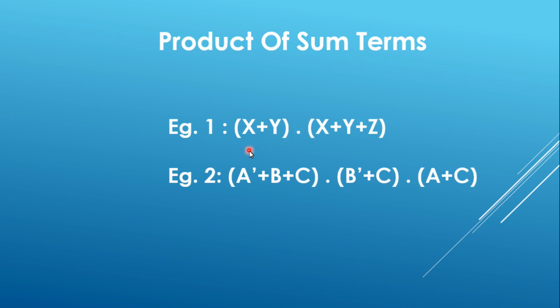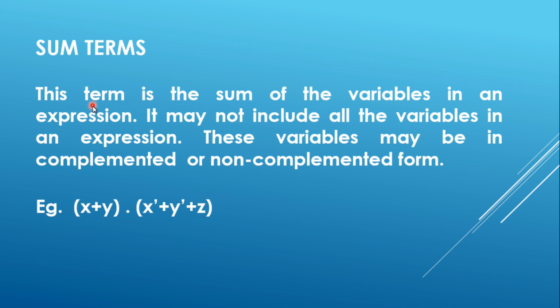Now next is the product of sum terms. So this is the product, means it is the AND of the sum terms. And what are the sum terms? They are the OR of the variables in an expression. Now they could be all the variables or may not be all the variables, in complemented or in non-complemented form. So sum terms, by the definition, are the sum of the variables in an expression, may include all the variables, may not include all the variables. These variables may be in complemented or in non-complemented form.